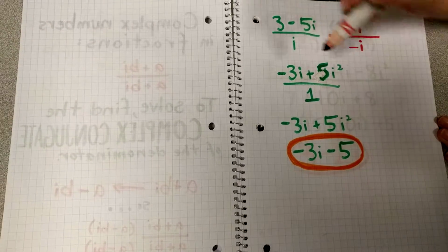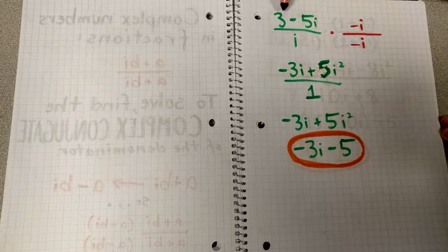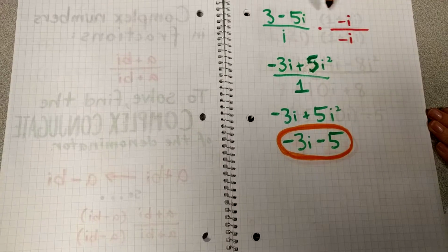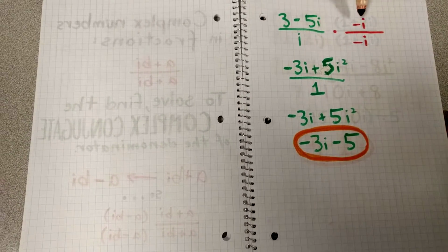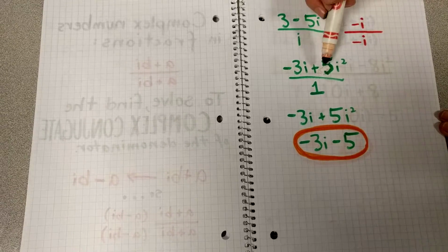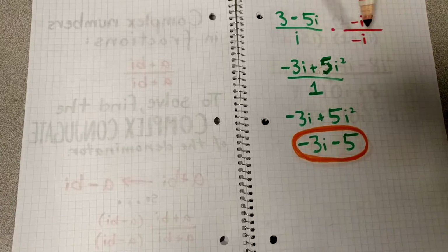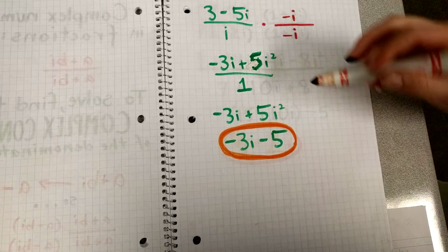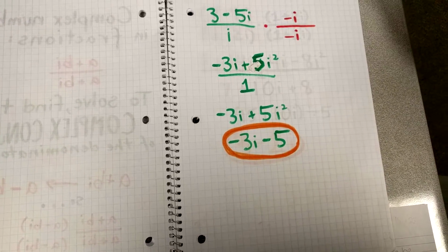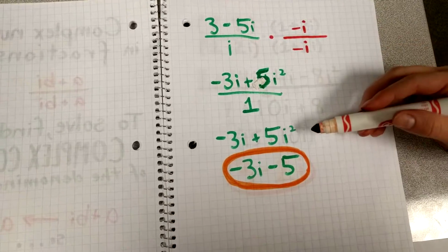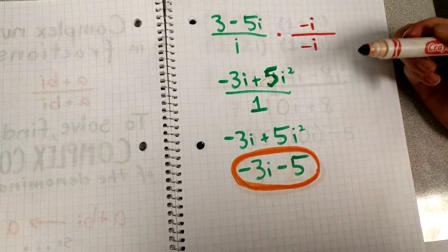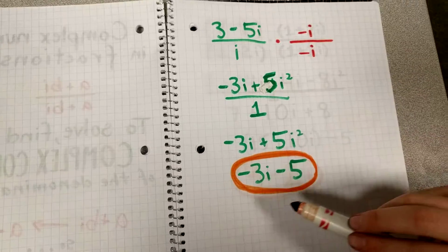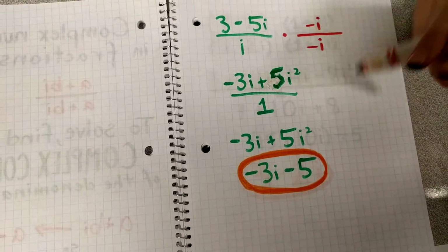So then you get -3 times -i equals 3i, and -5i times -i is positive 5i squared over 1, because that's what this is, and anything divided by 1 is the same, so you have this, and as we know from before, i squared is -1, so we have 3i minus 5 as our final answer right here.